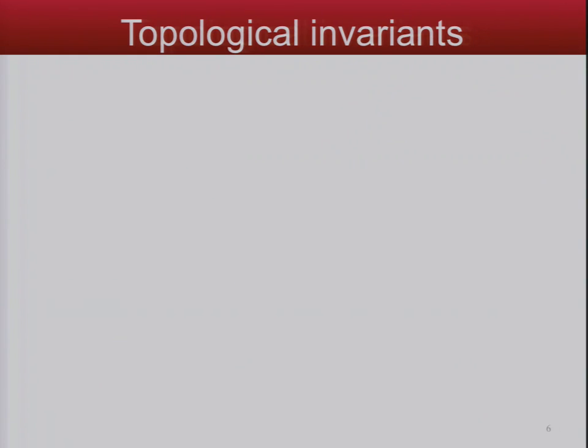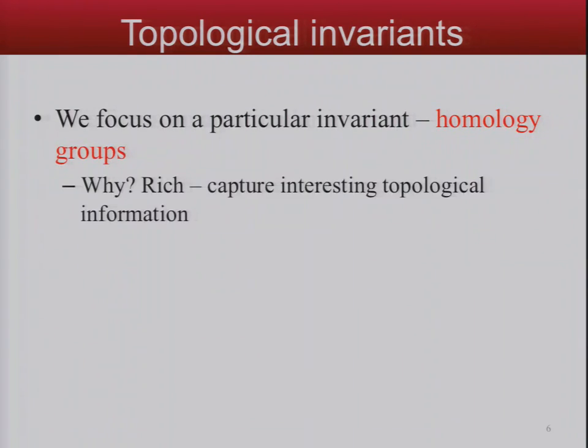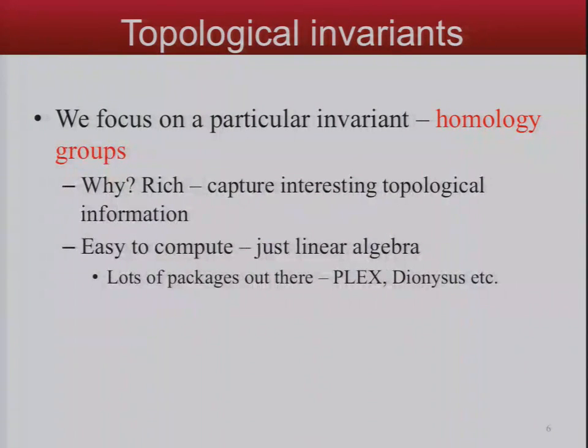Right? So in this talk and throughout our paper, we focus on a particular invariant, which is the homology groups. And there's 2 primary reasons for doing this. The first one is that they're rich in the sense that they capture interesting topological information. So in the beginning, I showed you this example of 2 clusters with holes in them. And this sort of information is captured by these homology groups. And the second, probably more fundamental reason is that they're easy to compute. And in some sense, they're the only topological invariant that people know how to compute. And there's a lot of packages out there that do this.